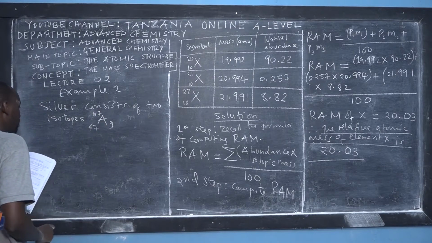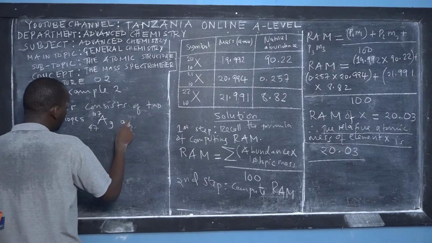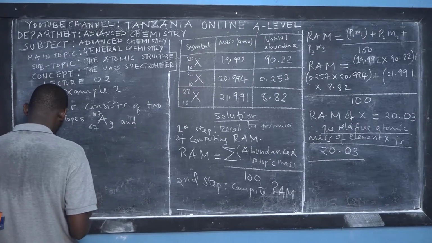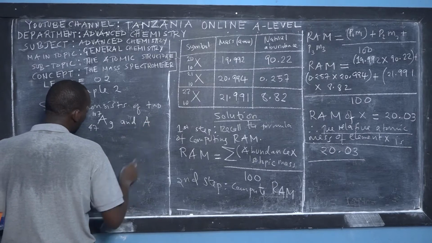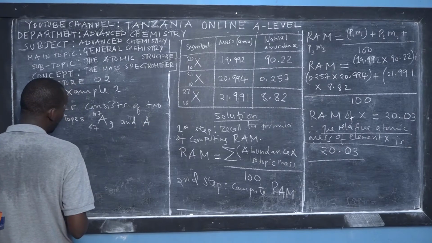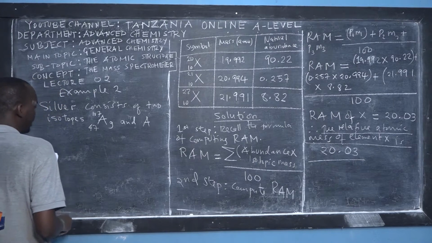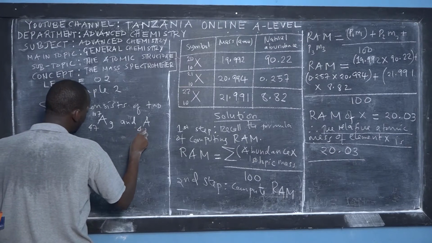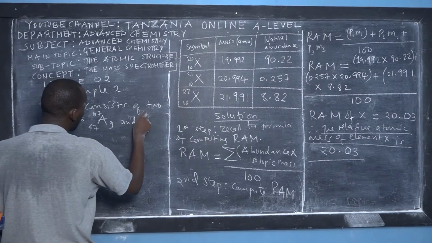Number of silver, it is 107. And the other isotope of silver, so you have silver, atomic number 47, and then atomic mass is 109.